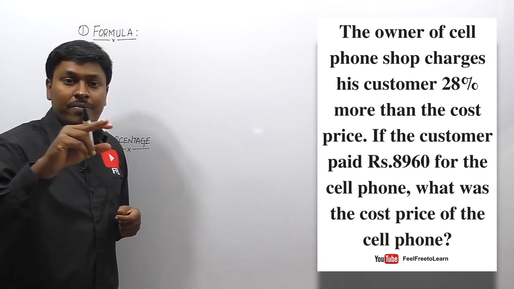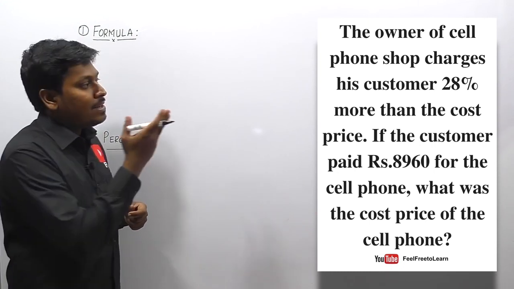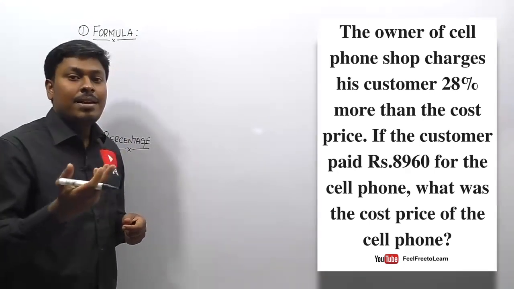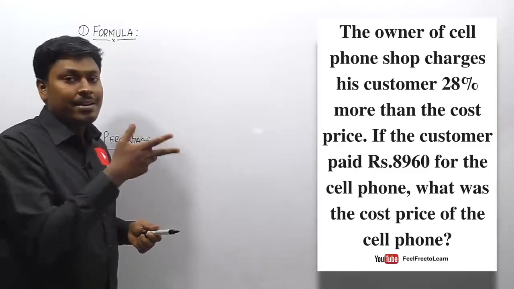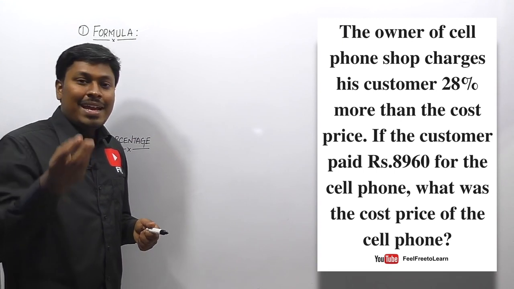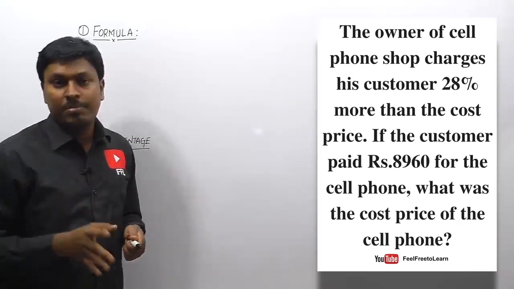So we can say the profit is 28% and the mobile phone is sold at a selling price of 8,960, and our target is to find the cost price, right? By reading the question it seems tricky, but the concept is so simple. Any percentage, if it is more than the cost price, should be taken as a profit percentage, right?